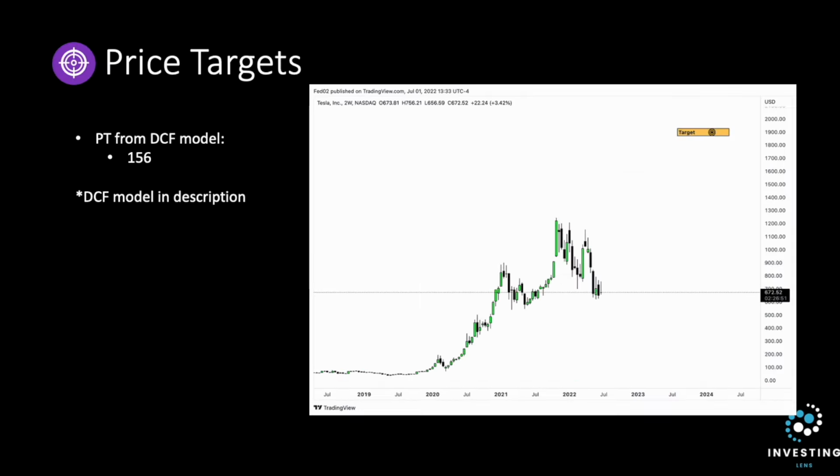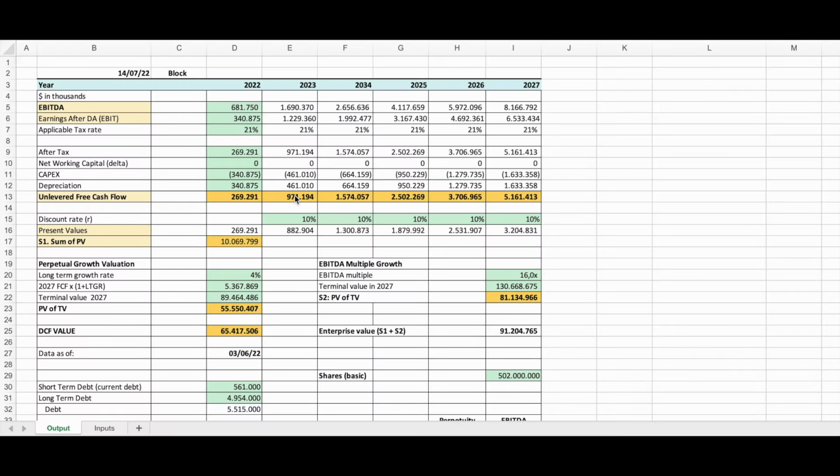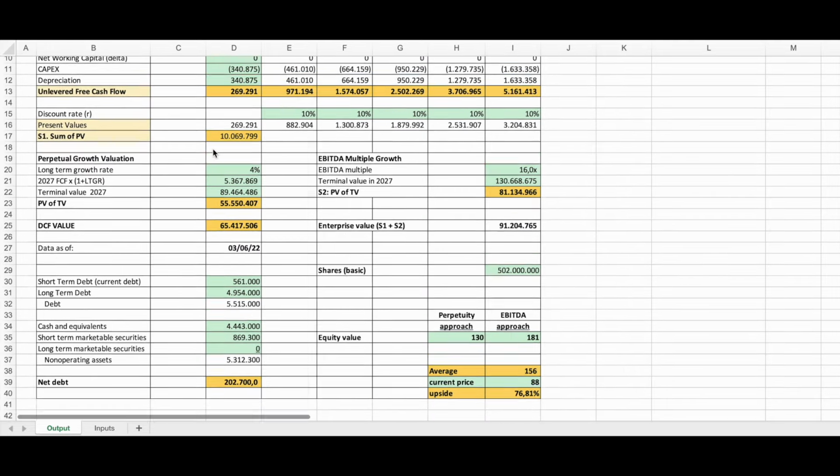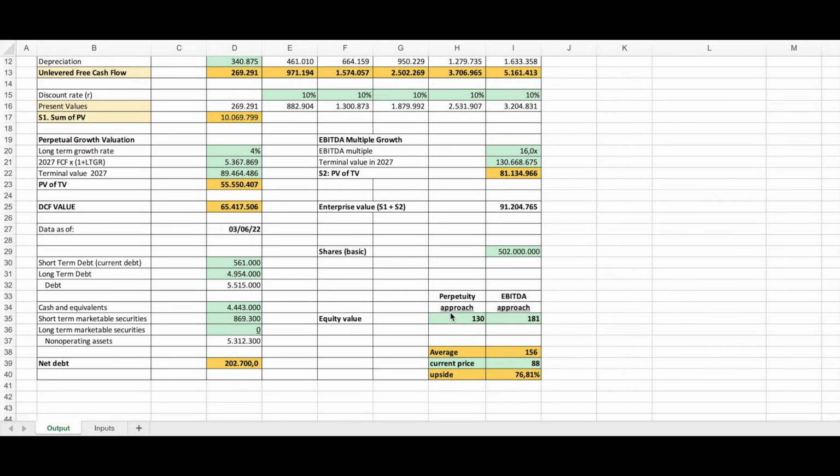The price target from the Block DCF model gives a price of $156 per share, and as a reminder, the DCF model that will be shown will be in the description below to download for free. This is my Block 5-year DCF model, and from the perpetuity approach I get a price target of 130, and from an EBITDA approach I get a price target of 181, and the average of these price targets will give an upside of 76% from the current price.